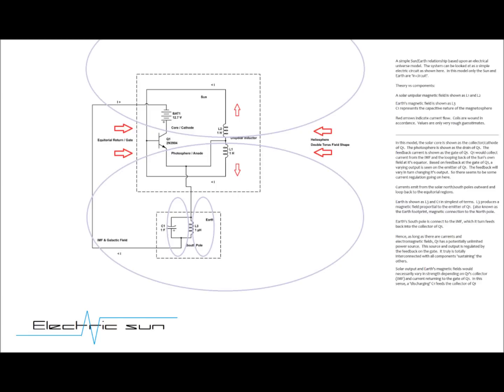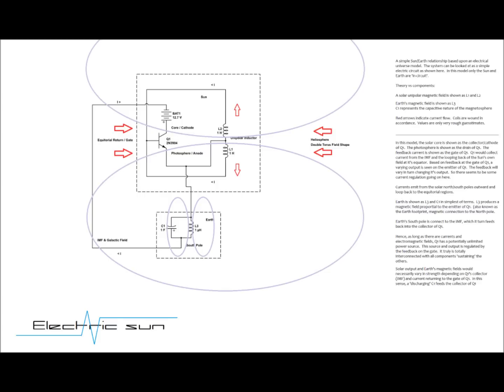In this model, the solar core is shown as the collector or cathode of Q1. The photosphere is shown as the drain of Q1. The feedback current is shown as the gate of Q1. Q1 would collect current from the IMF and the looping back of the Sun's own field at its equator.